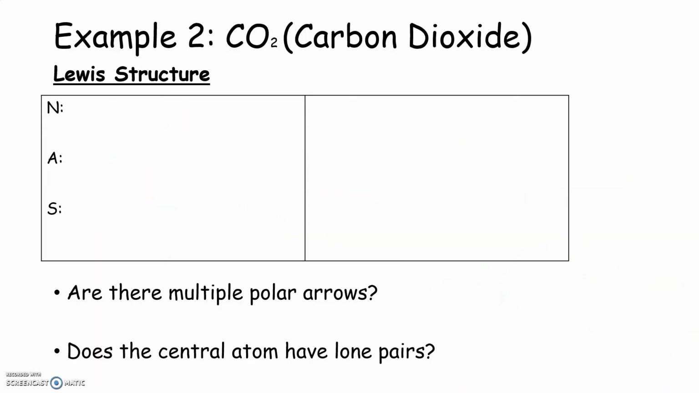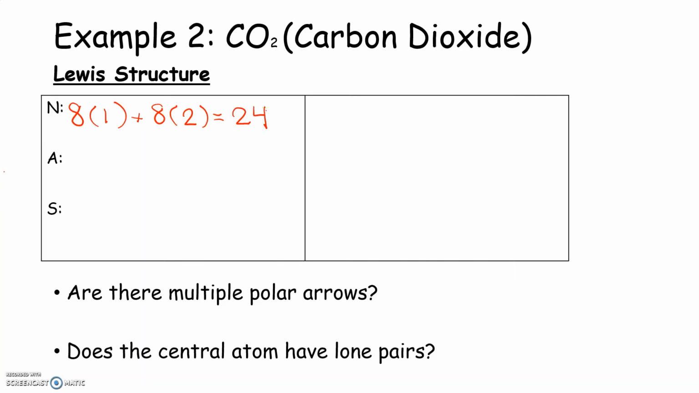Carbon dioxide. So carbon, we're going to set up our NAS. Once again, carbon needs 8 electrons, and there's 1 of them. Oxygen also needs 8 because it's not hydrogen, and there's 2 of them. So 16 plus 8 gives me 24.